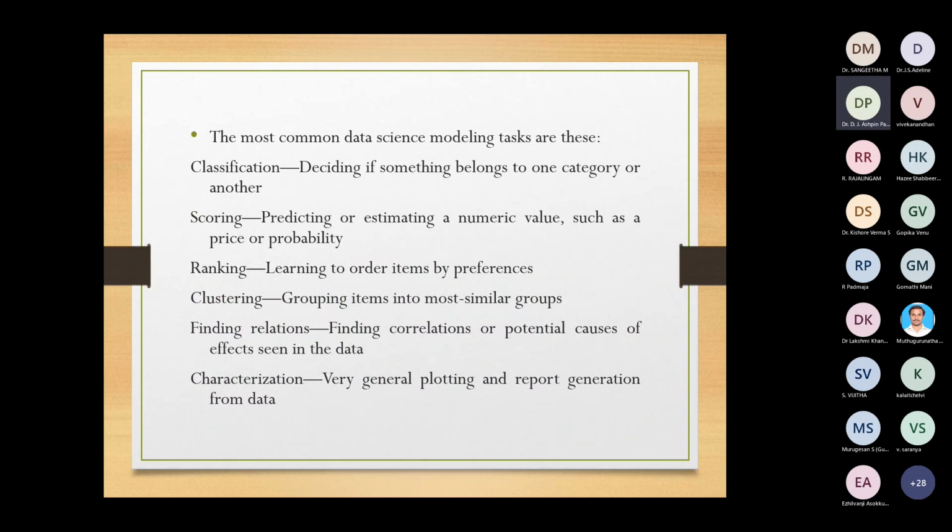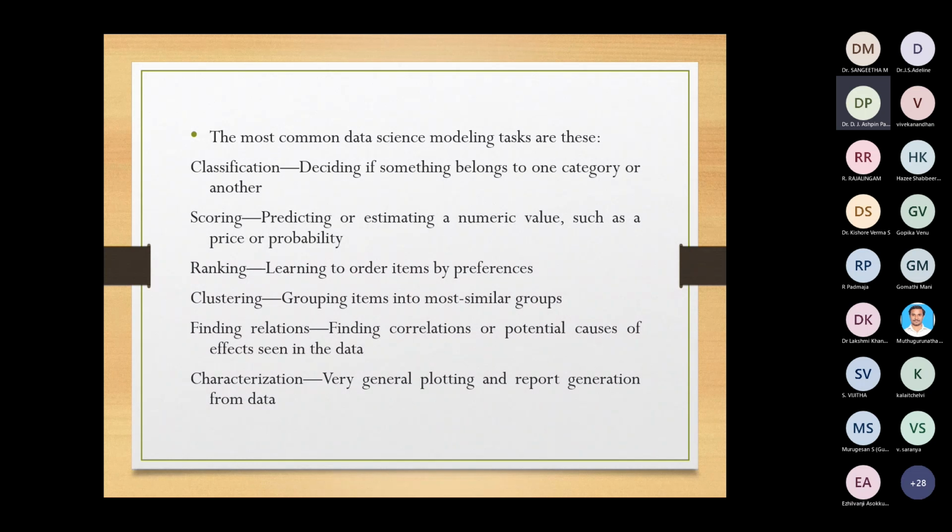So these are the most common data science modeling tasks we need to perform. First one is classification. Classification will decide if something belongs to one category or another. For this, we will be using classification algorithms. And then scoring. Scoring is when you want to predict or estimate a numeric value, such as the price or probability. Suppose you have a data set that contains some old car information, and we will be working with the labeled data. If you want to know the old car price and so on, you can go for this.